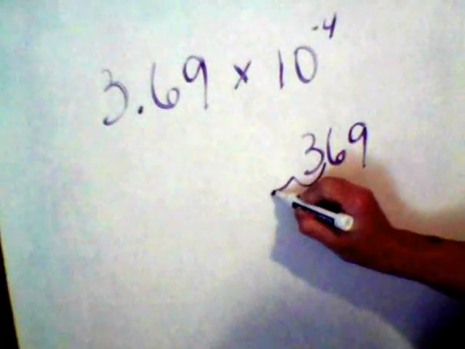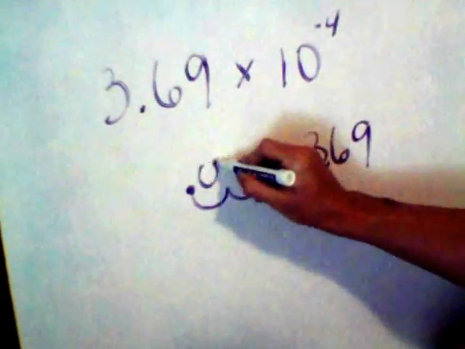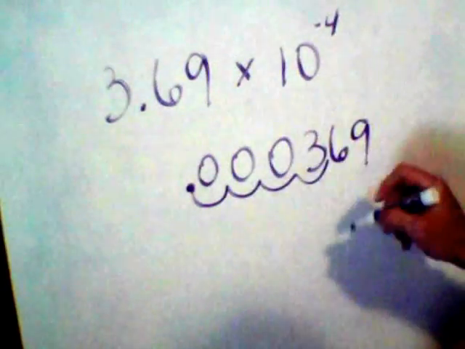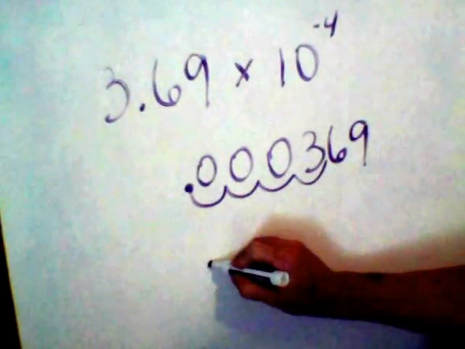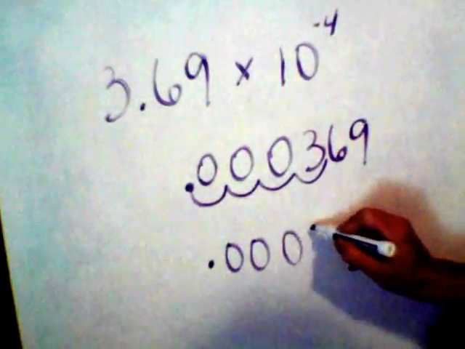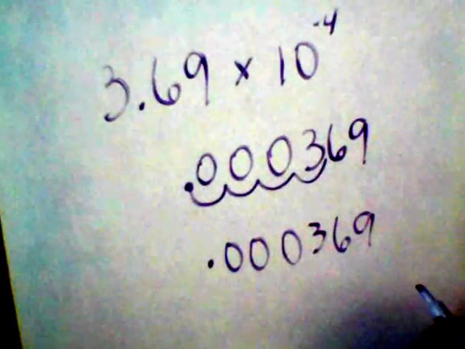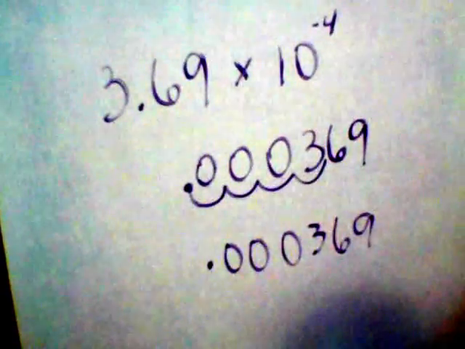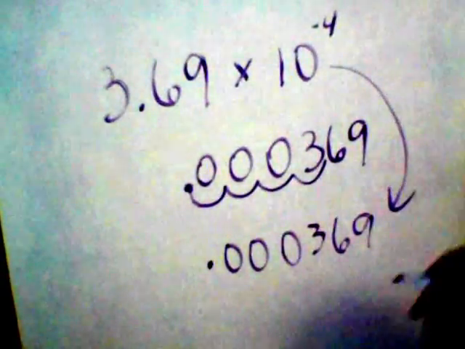1, 2, 3, 4. Decimal's going to go there. I'm going to put a 0 into each one of these little dips or valleys, and this is going to be my answer. 369 10 millionths, I believe. Yes. So that's going to be your answer for that.